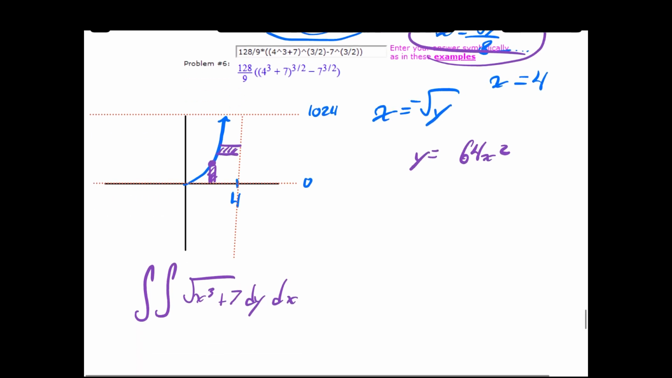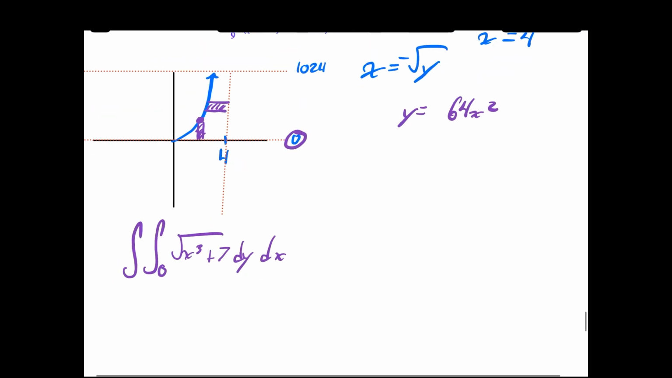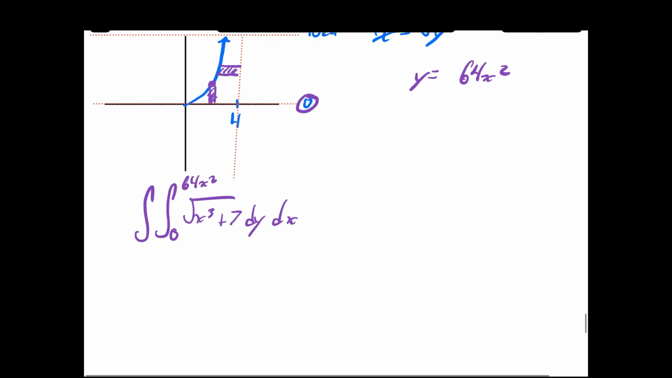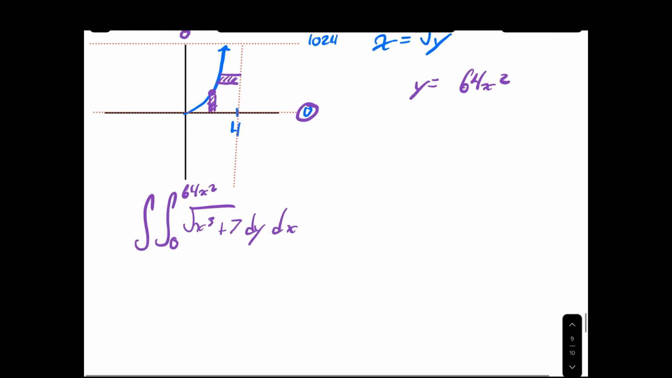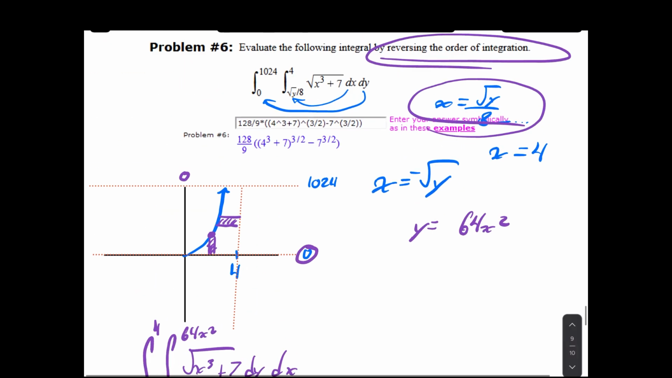So really we're going up from the baseline 0 up until the end of this function here. Okay, so it looks like 0 to 64x squared, and that's our y, and our x is starting off from 0 on the y-axis up until 4. So we're going to go 0 to 4. So you see how this 0 stays in the same place.